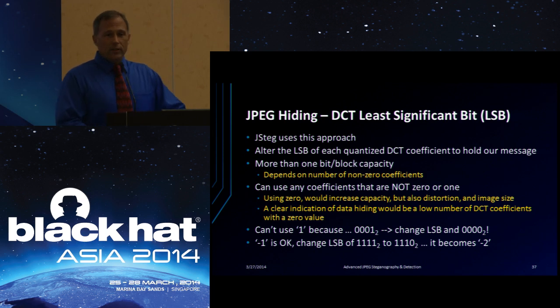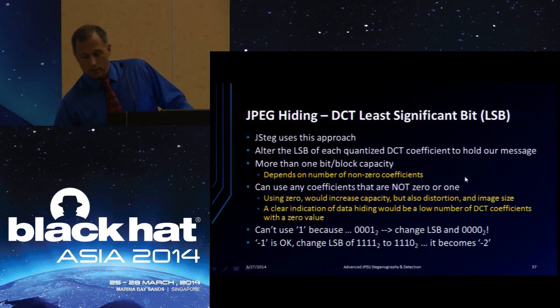You cannot use the 1 coefficient to hide a value, because if your message bit is a 0, then the 1 changes to a 0, and now you have a 0 there. And if you use 0 to hide, you're going to end up changing a lot of zeros to 1s, which is going to vastly increase the file size and also be very noticeable. So we don't use 1, we don't use 0, but everything else we can use. We can use -1, because when you change the least significant bit of a -1, there's a -1 in binary. It changes to a 0, and that's actually a -2. So -1 becomes -2, not 0, when you change the least significant bit.